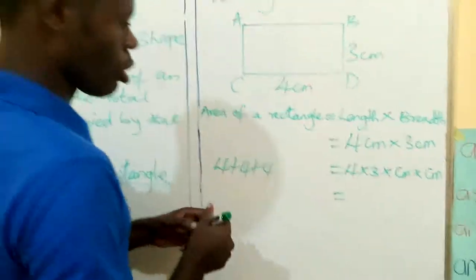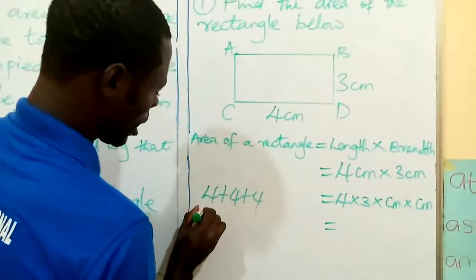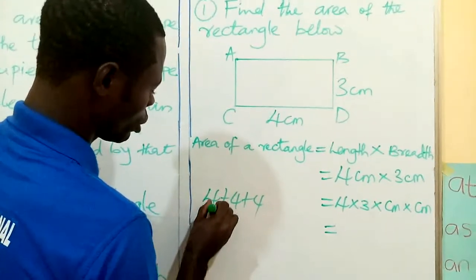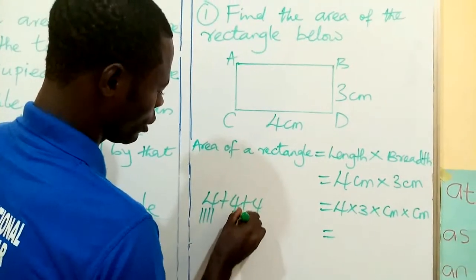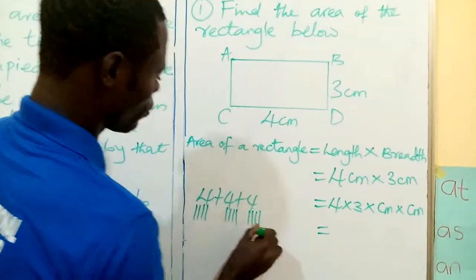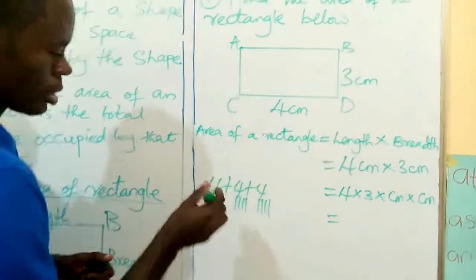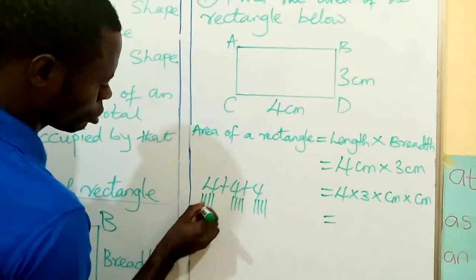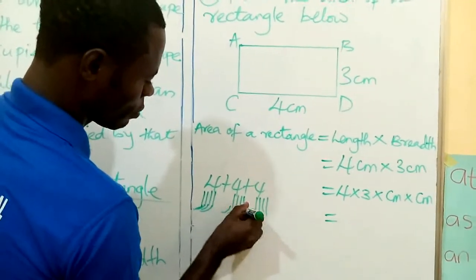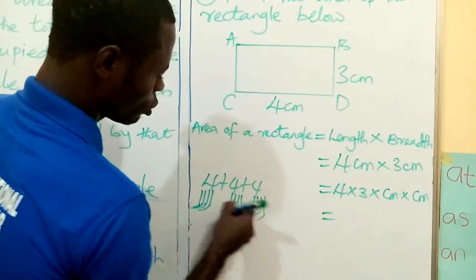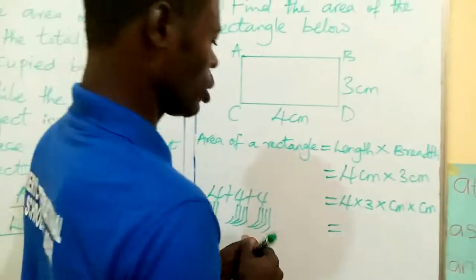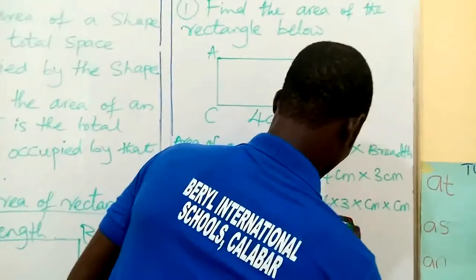3 groups of 4s. So we add them now. This is 1, 2, 3, 4. 1, 2, 3, 4. 1, 2, 3, 4. Next thing, you count them together. 1, 2, 3, 4, 5, 6, 7, 8, 9, 10, 11, 12. So 4 times 3 is what? 12.